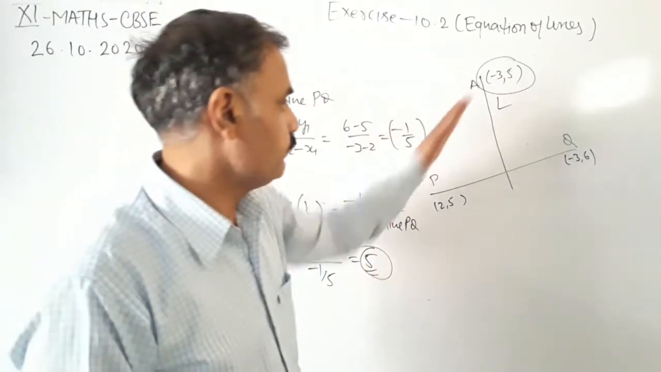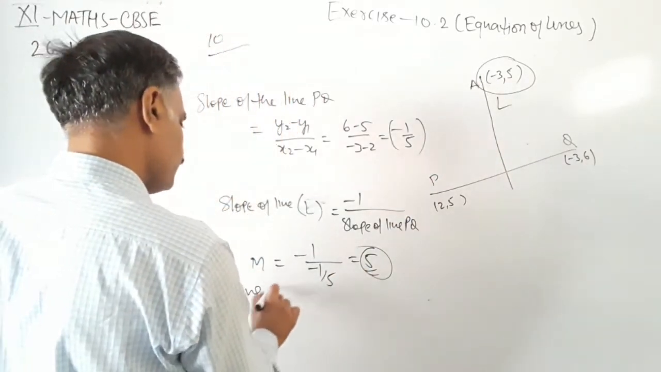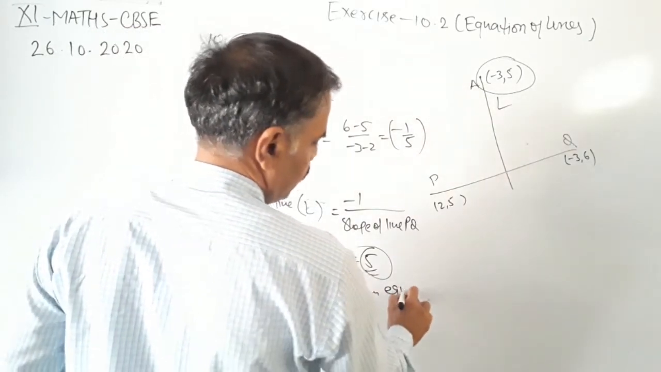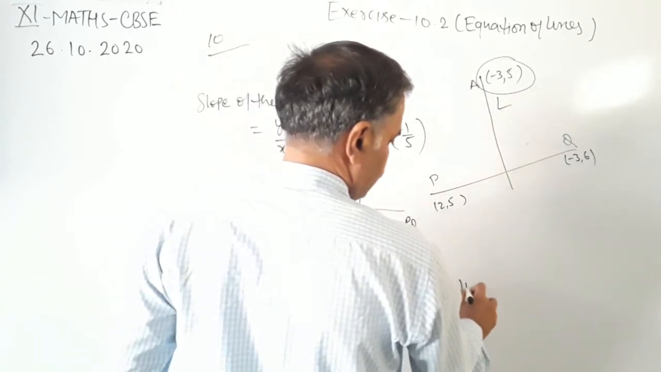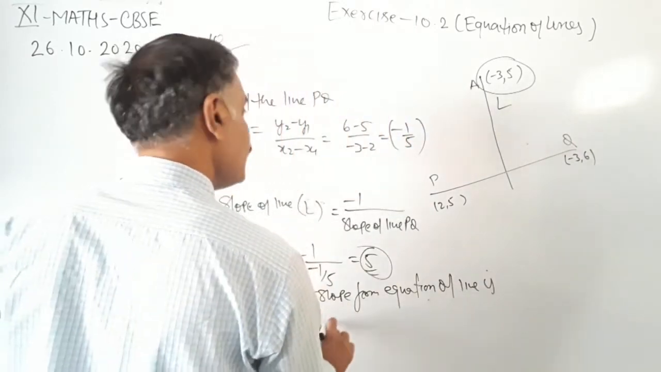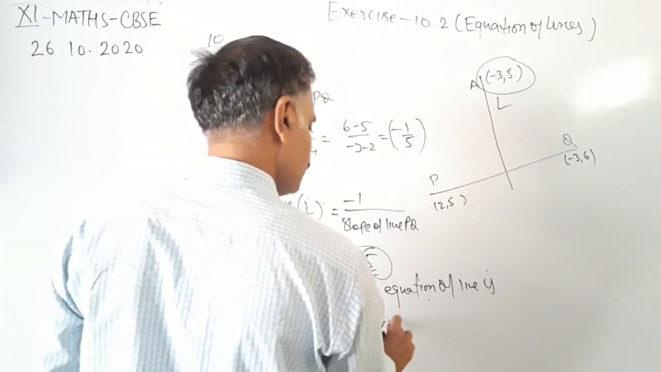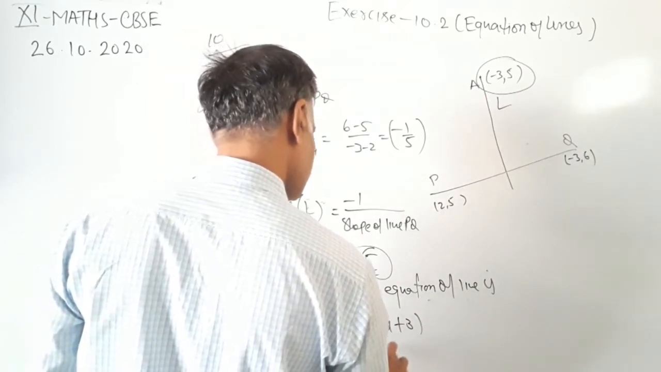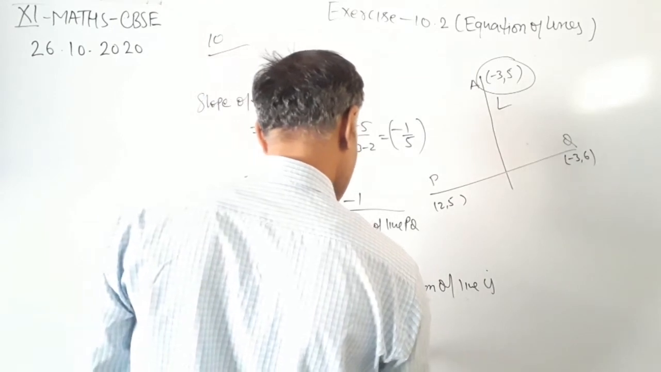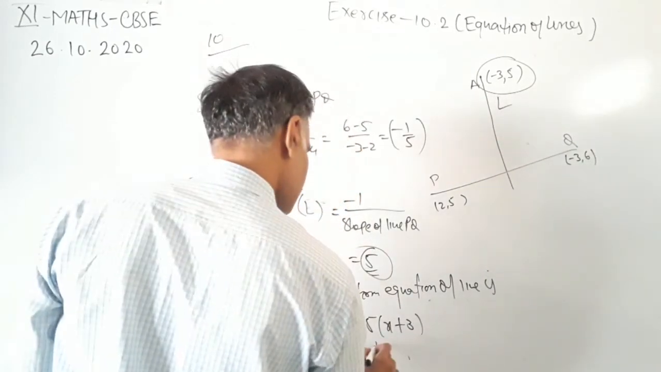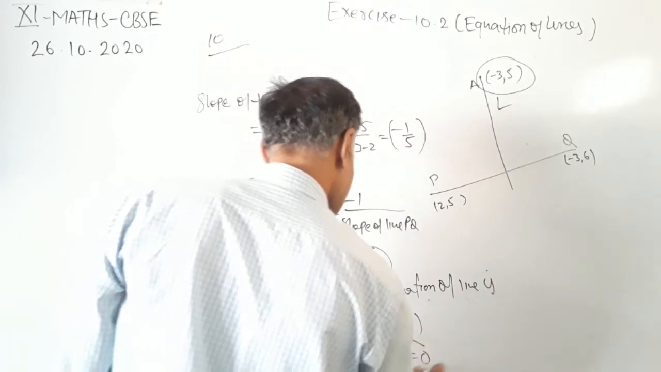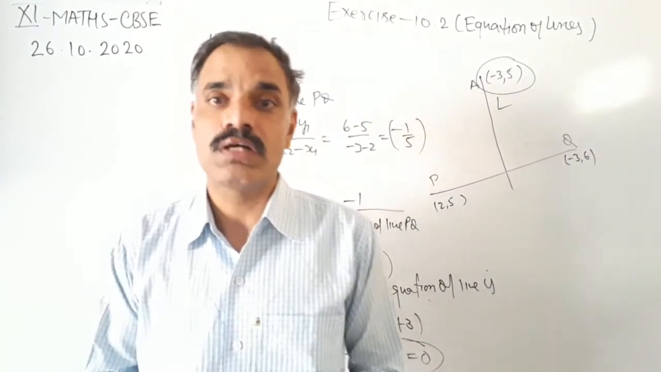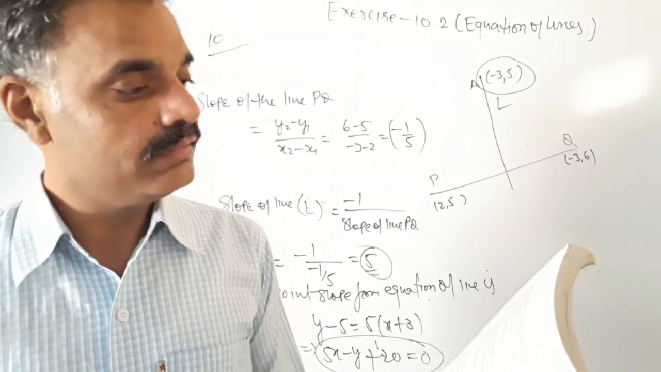So using the point-slope form, the equation of the line is y minus 5 equals 5 into x plus 3. So the equation of the line is 5x minus y plus 15 minus 5, that is 5x minus y plus 20 equals 0. This is the required equation of the line passing through the point and perpendicular to the other line. We are solving question number 11 also.